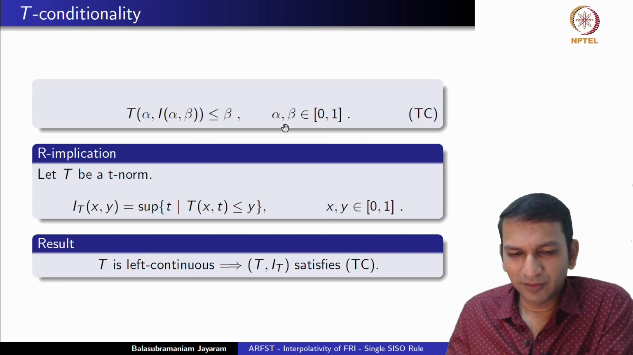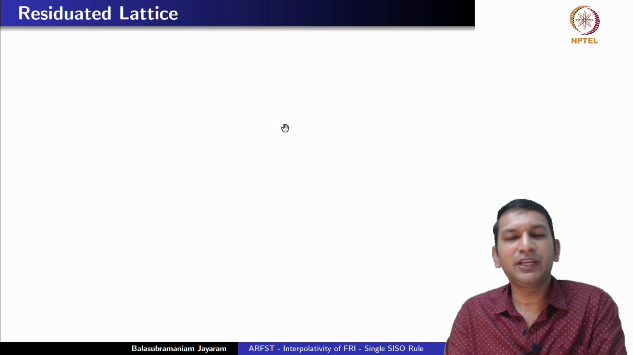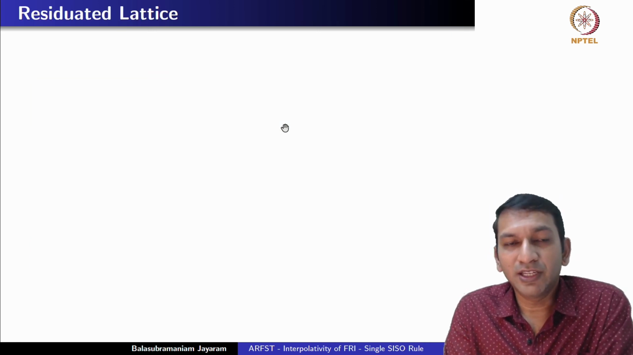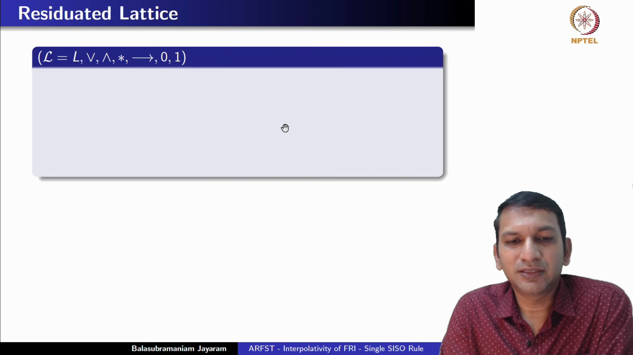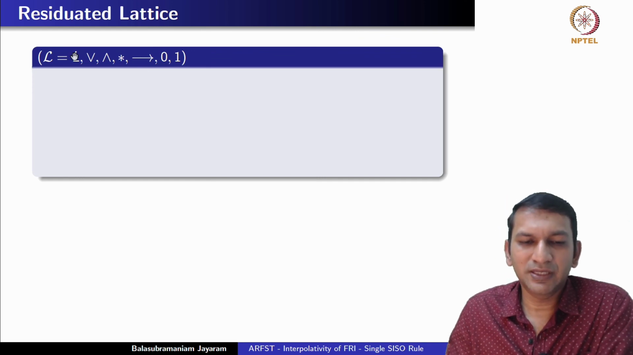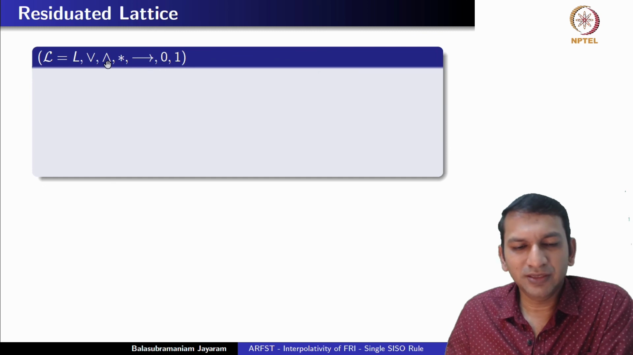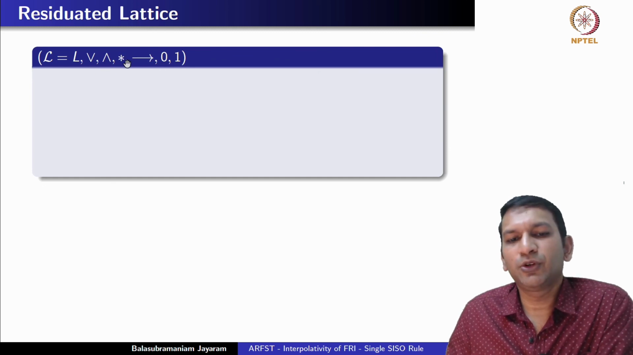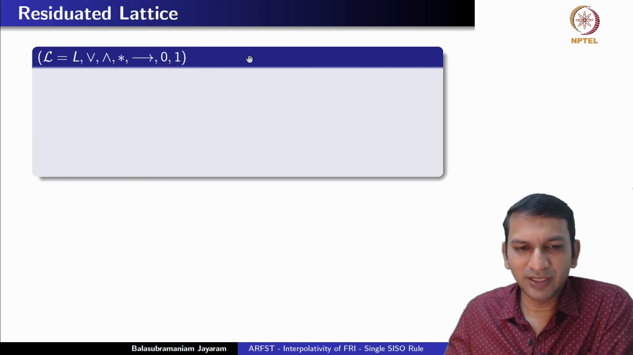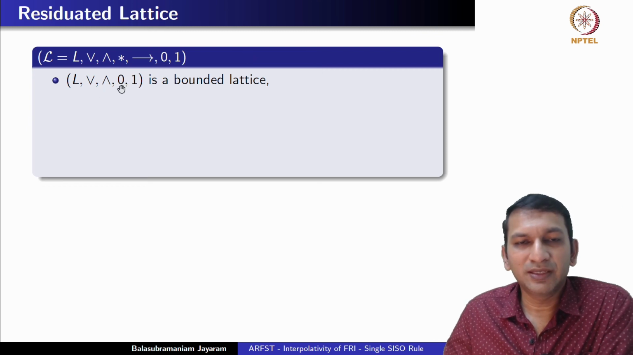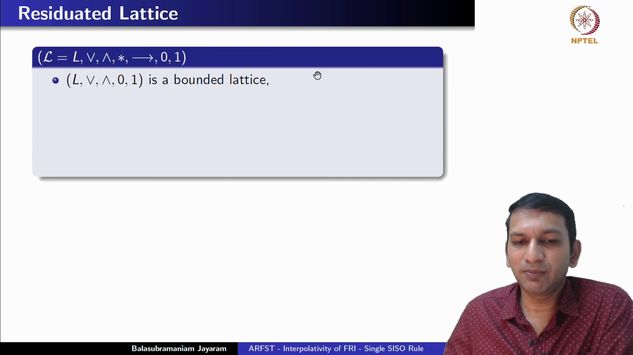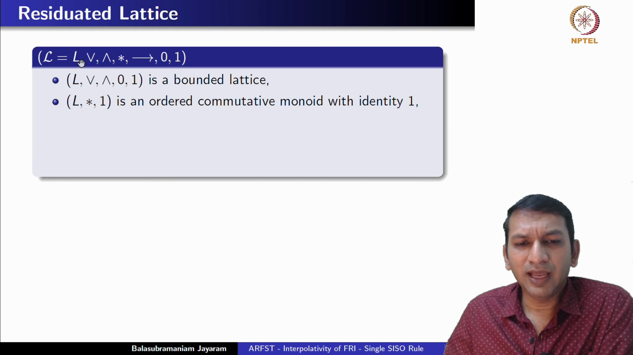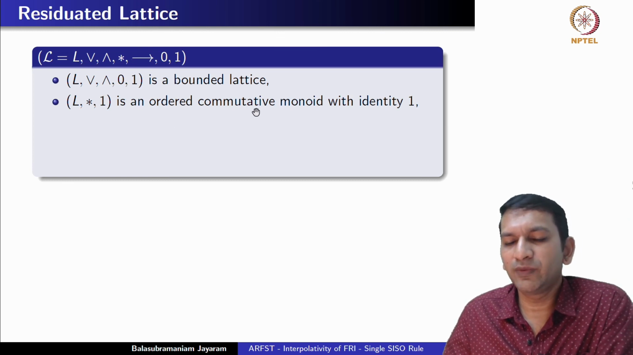But how do we prove this? The proof is not very difficult. Please recall, we introduced the algebraic structure called the residuated lattice. What's a residuated lattice? It is this following structure. It has a non-empty set L, with these two lattice operations, join and meet, and two further binary operations, star and this arrow, along with these two constants 0 and 1, which are elements of L, such that L, join, meet, 0, 1 is a bounded lattice. So 1 is the upper bound and 0 is the lower bound, and these are the join and meet of the lattice. L, star, 1 is an ordered commutative monoid with identity 1.